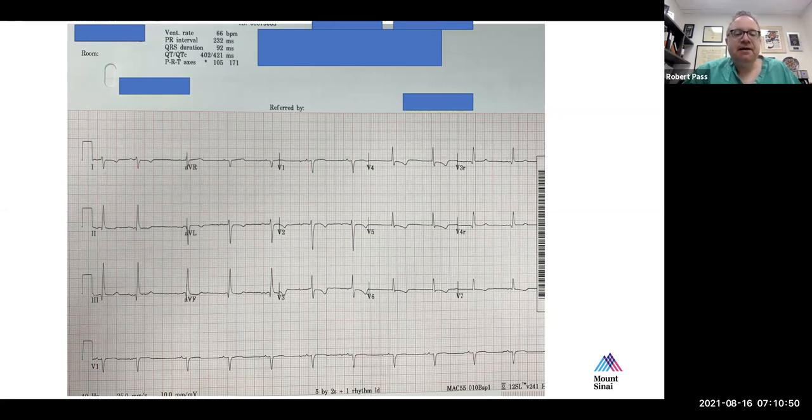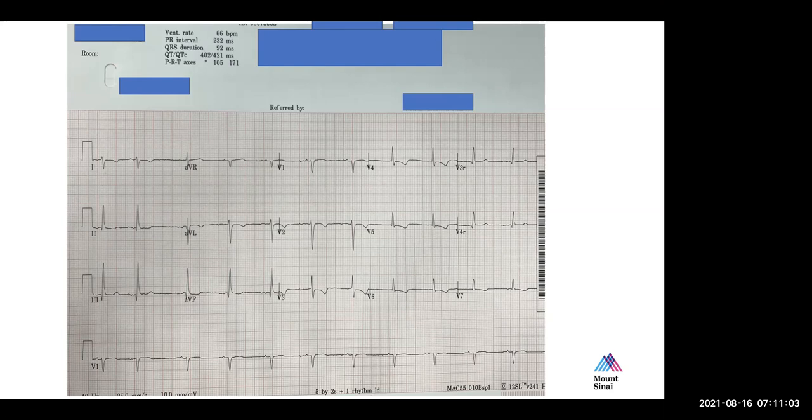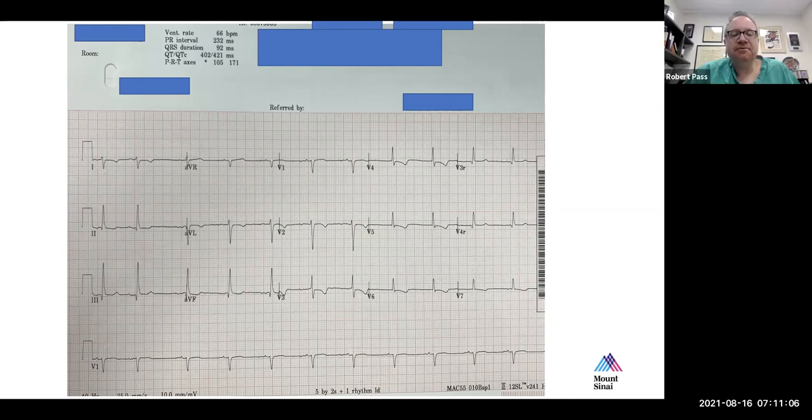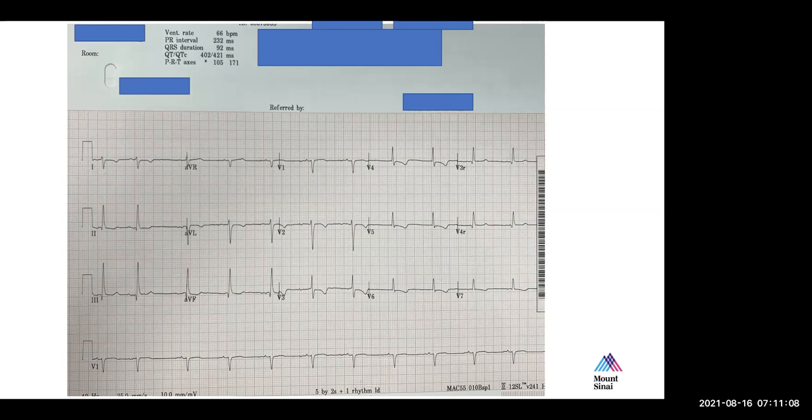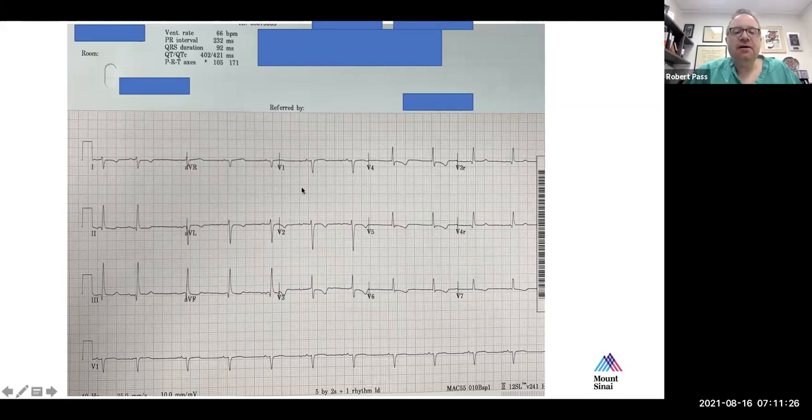Well, the first question I would ask is, if somebody is A-paced at 60, could that be consistent with this tracing? I think so. How so? It looks pretty regular in interval. There's a P wave that could be a paced P wave, and we're not seeing the pacing spike for whatever reason.